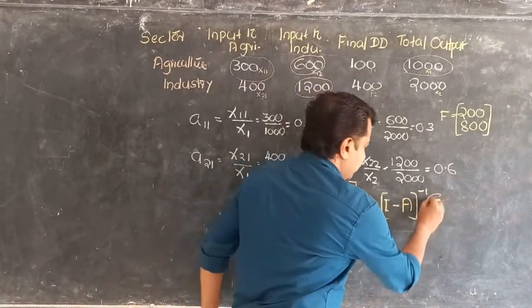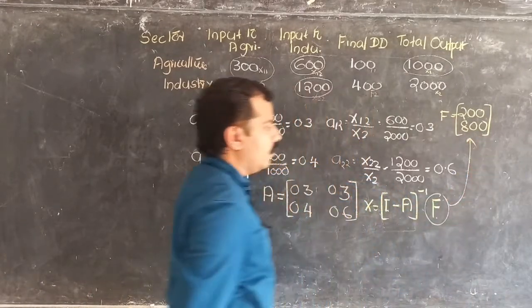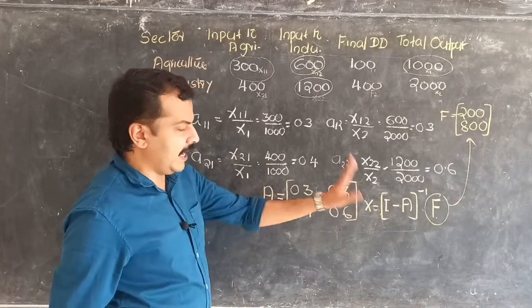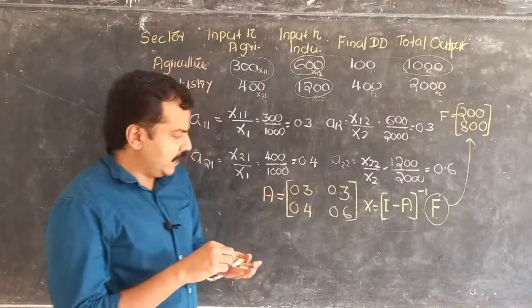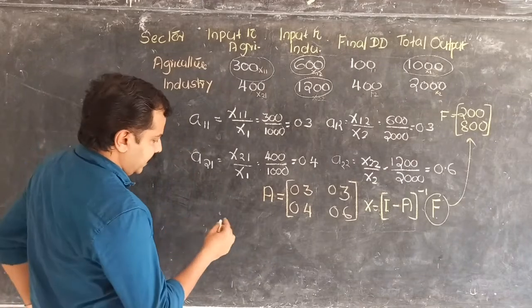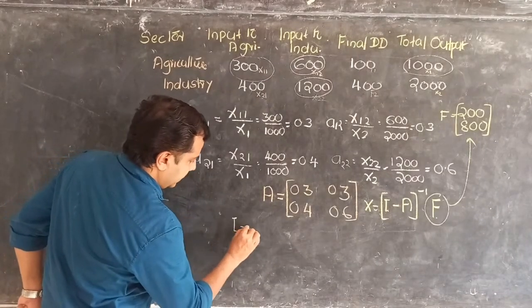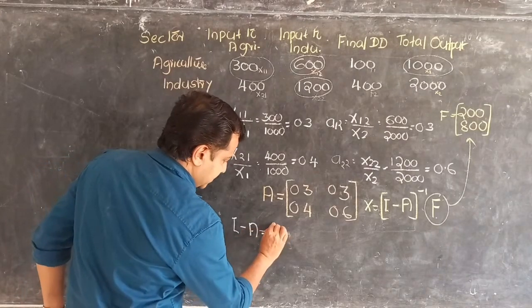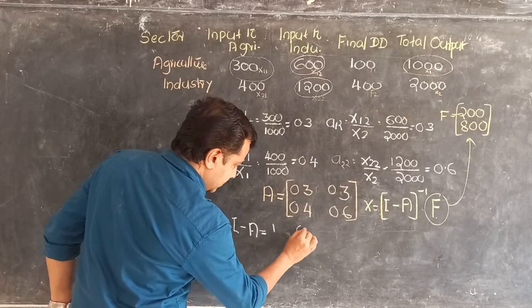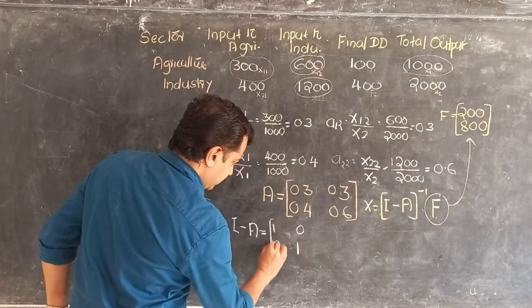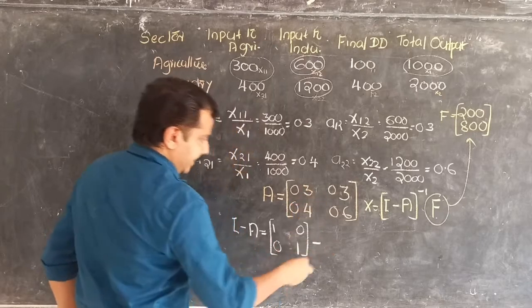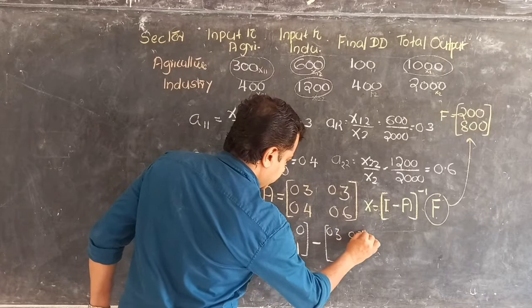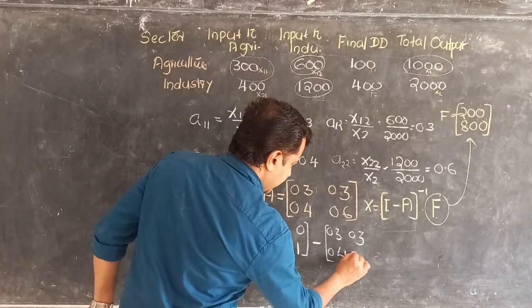F is already given; we already had the F from the task itself. So our next task is to find I minus A and then find (I minus A) inverse. Let me calculate I minus A. I means an identity matrix of the same order, so I have 1, 0, 0, 1, minus A. A is here: 0.3, 0.3, 0.4 and 0.6.